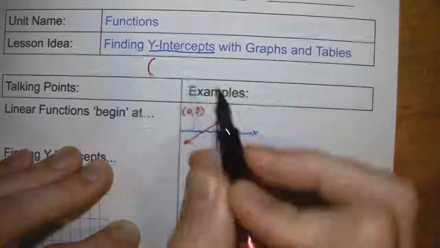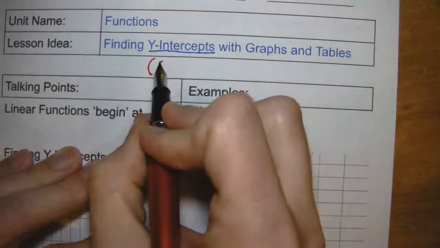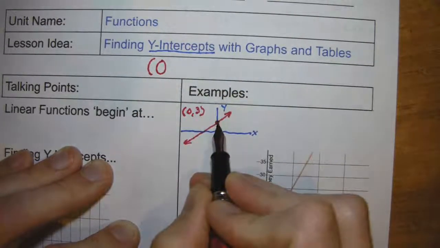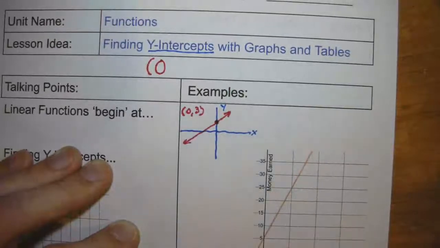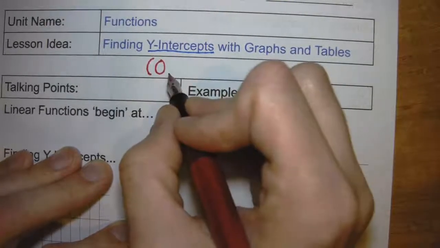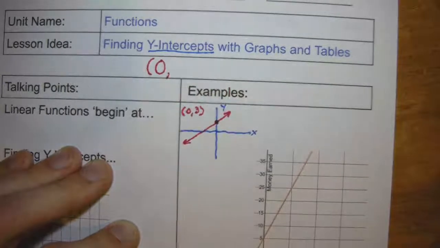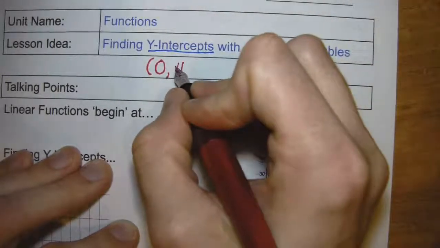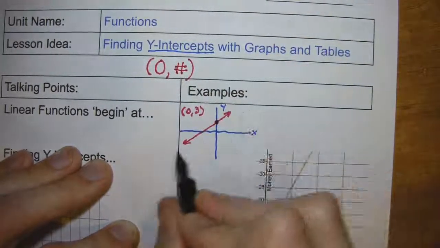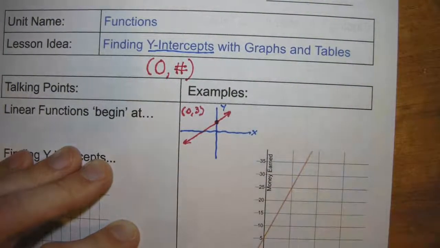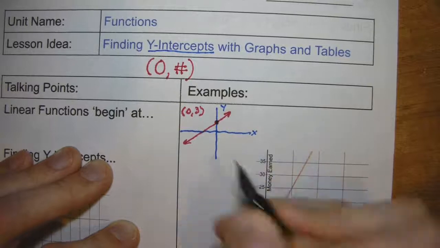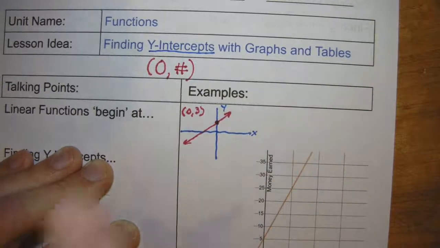So all y-intercepts look pretty much the same. They're all going to start with a 0 because no matter if that line crossed up here or crossed down here, I'm not going to go left or right to name that location. So they're all going to start with a 0. The y coordinate, and whatever number it happens to be, is going to be where that line crosses the y-axis. So in this case, it's a 3 because it crossed up here at 3. Or maybe it crossed down here at -5, wherever it happens to be.